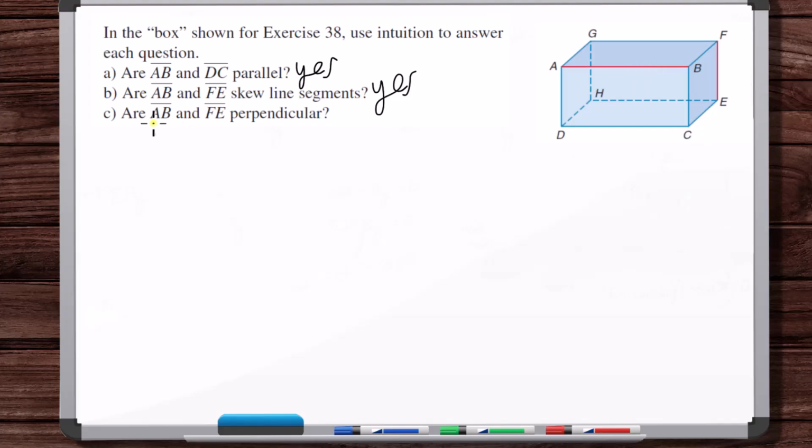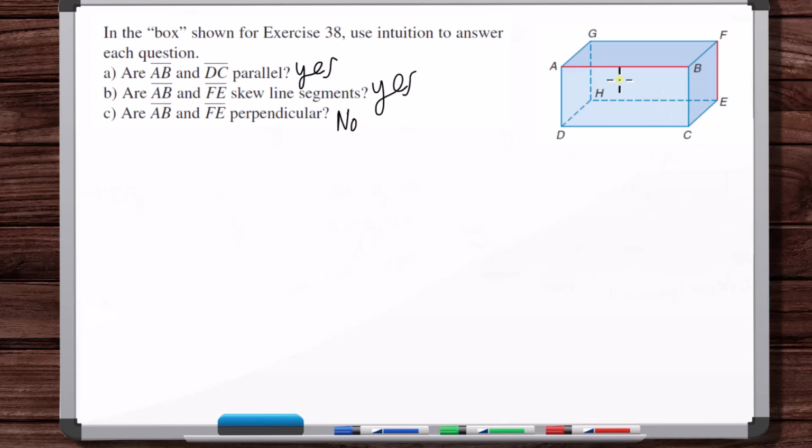All right, are segments AB and FE perpendicular? AB and FE, that's a very interesting question. I'm tempted to say yes, because you can see they're oriented 90 degrees apart, but they don't intersect. My answer is going to be no here.